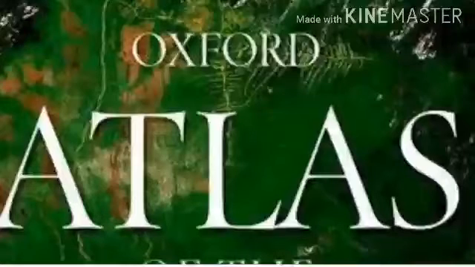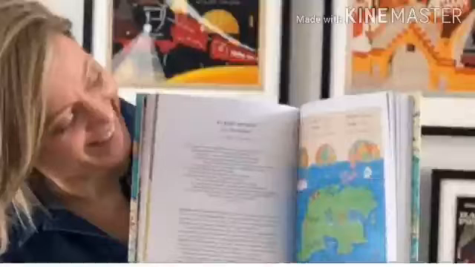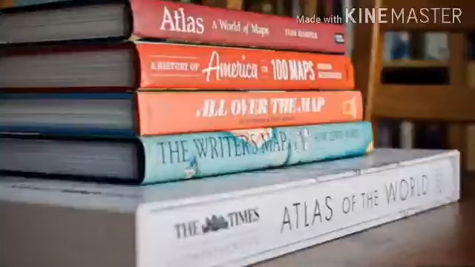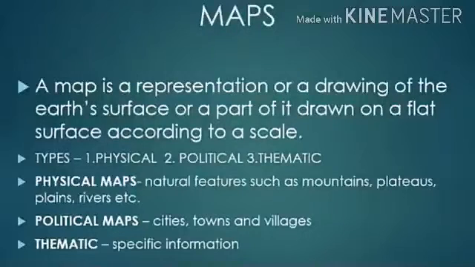It means now we should know about an atlas. Yes, an atlas is the book of maps. An atlas may be of different size, different categories, and different features. When we come to the types of maps, we study maps are of three types. First is called physical maps, second is called political map, and third is called thematic map.